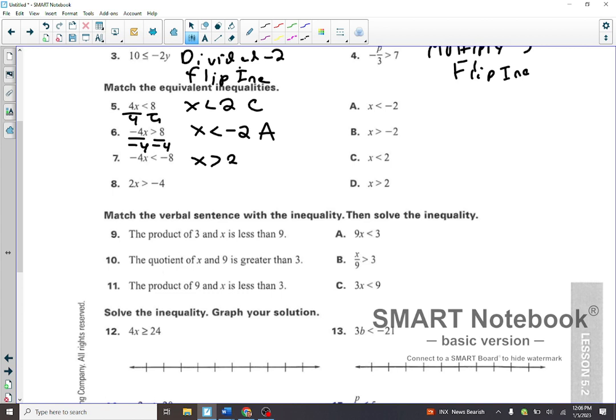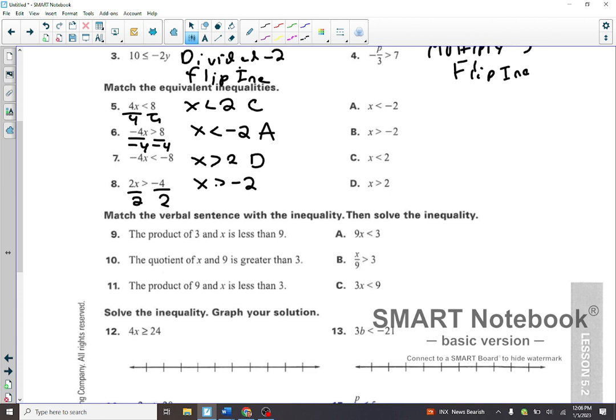So x is greater than 2, so that's D. And then x is greater than -2. Here, I'm dividing by 2. And even though -4 is on the other side, the thing that's moving over is positive. So in that case, I don't have to flip anything.